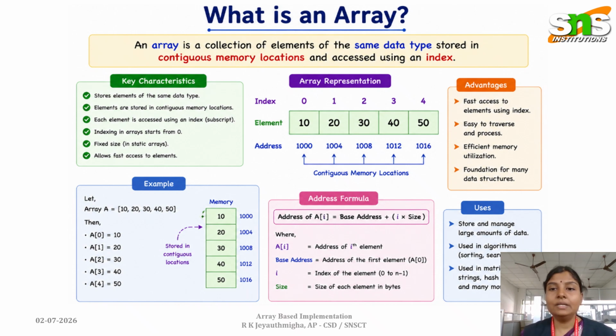The advantages are fast access to elements using index, and it is easy to traverse and process. It is efficient for memory utilization, and it is the foundation for many data structures. The uses are to store and manage large amounts of data. It is used in algorithms like sorting and searching. It is used in matrices, strings, hash, and many more.